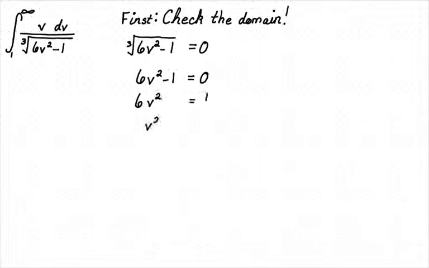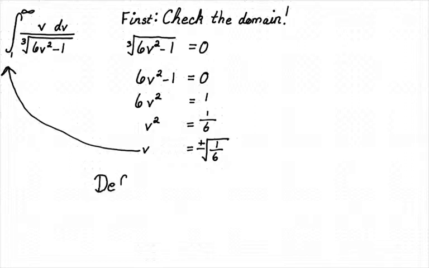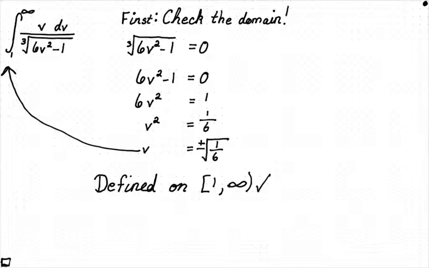I'll go super fast through this without even saying anything. And we get that the denominator is 0 when v is equal to plus or minus 1 over 6. But neither one of those is in our interval from 1 to infinity. So we're defined there, so the only place we have to worry is at infinity.